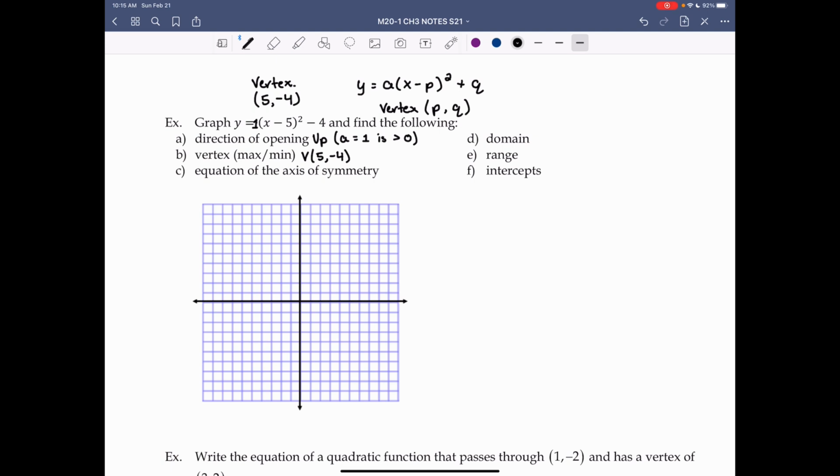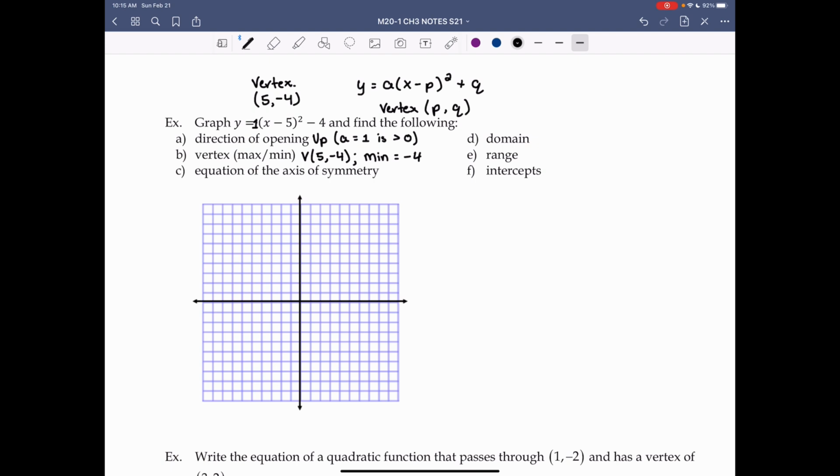Going back to part B, determining the max or min. We can do that now because we know that a is positive. So the parabola opens up. If the parabola opens up, the vertex has to be at the bottom. So that's a minimum value. And the minimum is the y value of the vertex. So we have a min value of negative 4.